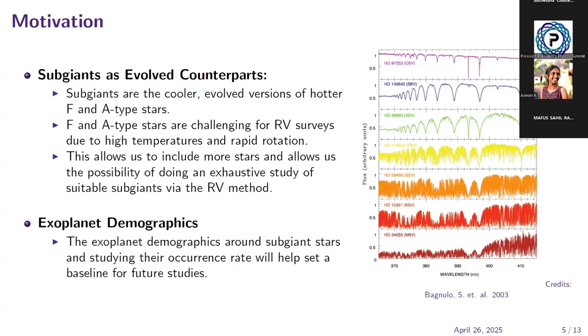Another motivation for doing this study is simply that these subgiant stars are slightly cooler compared to their more evolved counterparts. In this image, which is taken from this paper, this shows for different spectral types of stars what the absorption lines are. When we detect planets using the radial velocity method, we use these spectral lines, and as the star gets hotter, there are fewer of these absorption lines. So if they are below 7,000 Kelvin, we can detect planets easily.